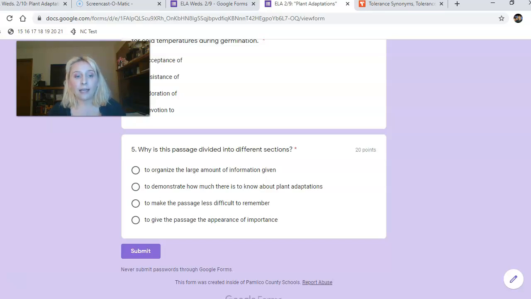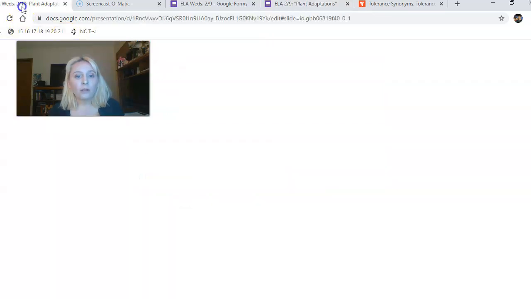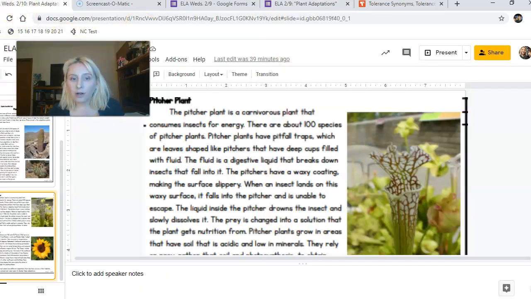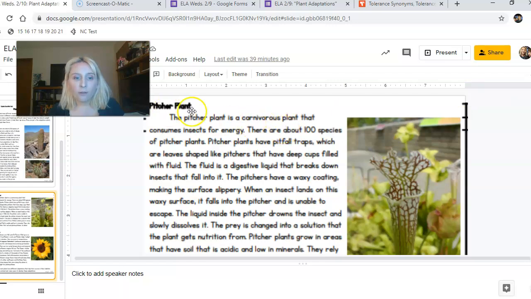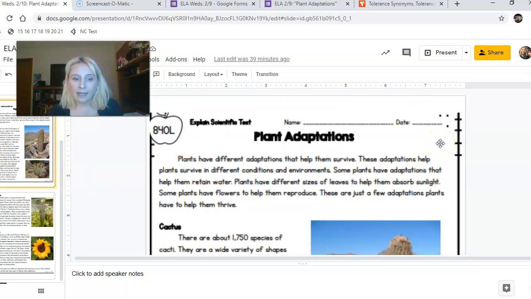We divide a text into sections for the same reason, no matter what the text is. So I'm going to give you another shot to think about this because I had quite a few people miss this. So why would an author divide his or her passage into different sections? To think about this, let's see what the sections are. Well, this section is called pitcher plant here. And then we have a section called sunflowers. And we have a section called cactus. And these are called subheadings.